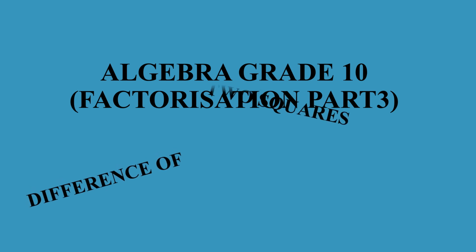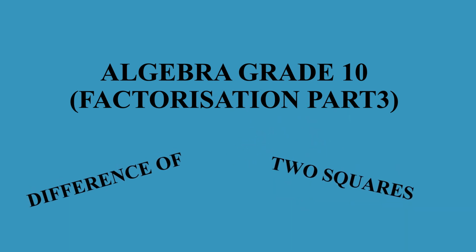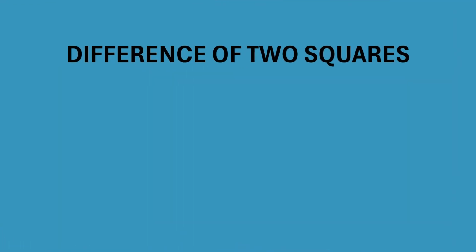Right. Today we are going to look at factorization by difference of two squares. Factorization by difference of two squares. This is suitable for grade 10 learners. So, what does it mean when we say difference of two squares?